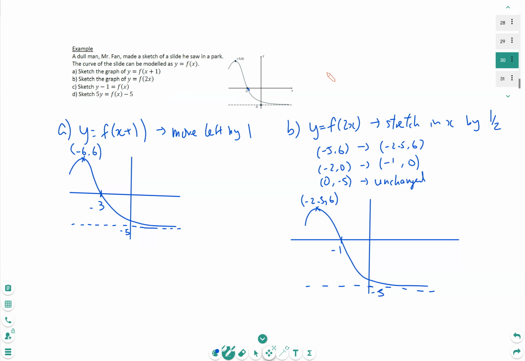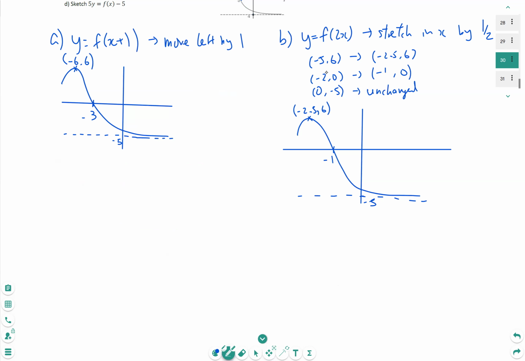Question C, sketch y minus 1 equals f of x. So y minus 1 equals f of x. What transformation is this? I've not learned this. Well, if you move the minus 1 to the other side, f of x plus 1, then it suddenly becomes more recognizable. It means we're moving up by 1. Okay, move up by 1.